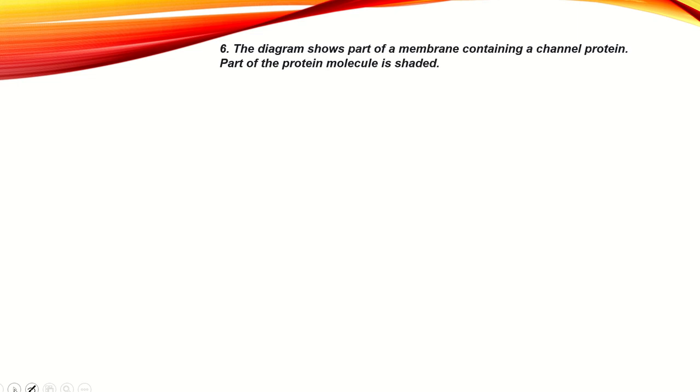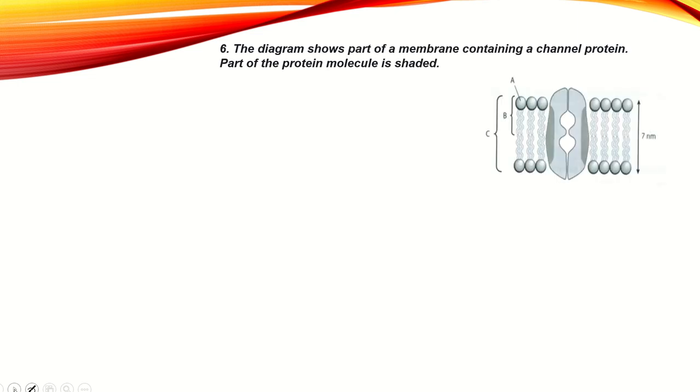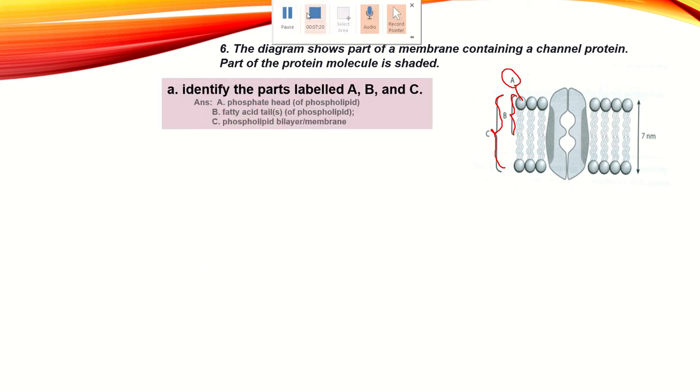Let's go next. Here is one question, with a diagram. We need to see the diagram. The diagram shows part of a membrane containing a channel protein. Part of the protein molecule is shaded. First look at the diagram. What's the name of part A, what's the name of part B, and what's the name of part C? Pause the video, think about that and figure it out. Identify the parts labelled A, B, C.